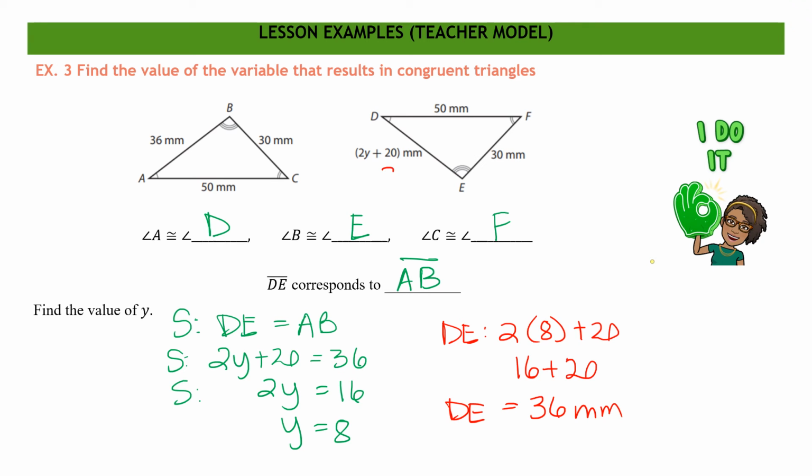Well, if side DE is 36 millimeters, and we see it corresponds to side AB, which is also 36 millimeters, we can say that DE is in fact equal to AB. And because these two sides are equal, we can in fact say that the value of y is 8, and that these two triangles would have to be congruent to each other.